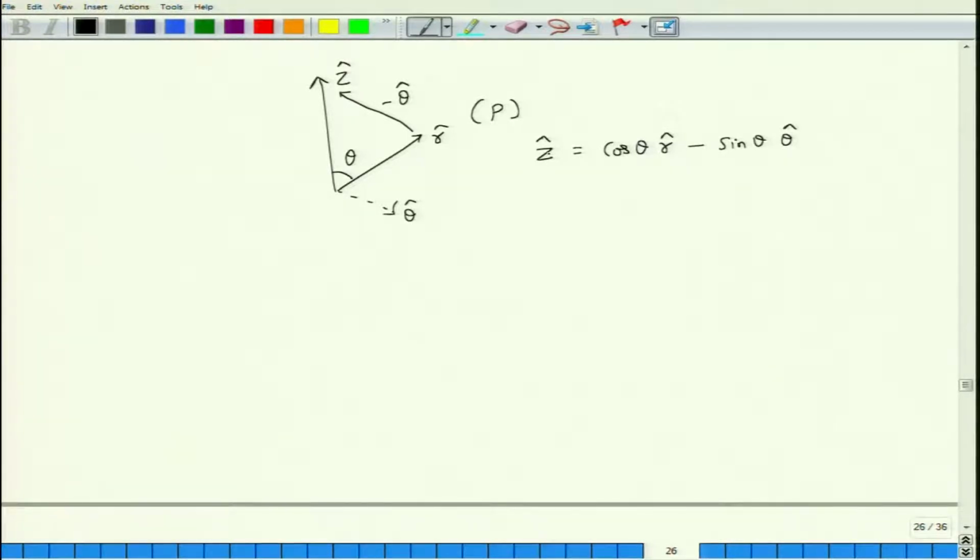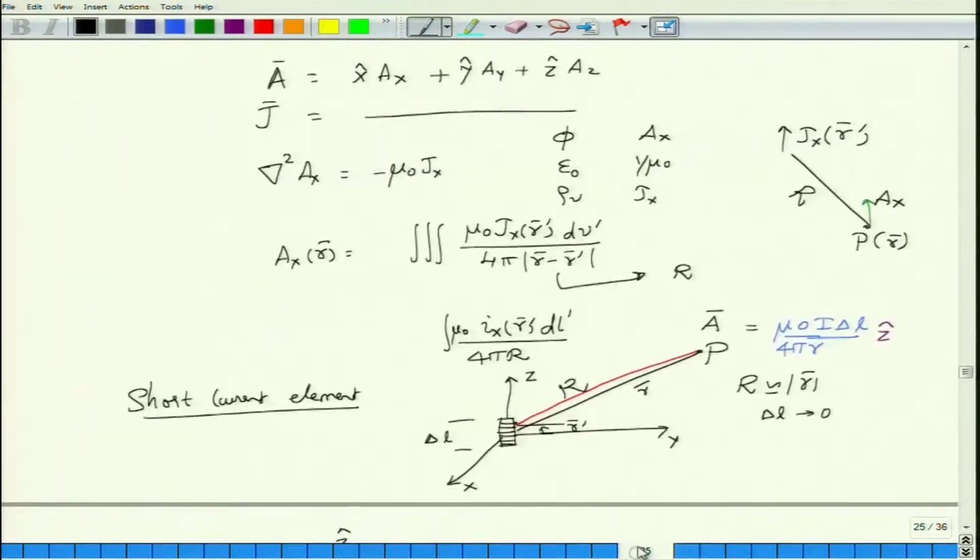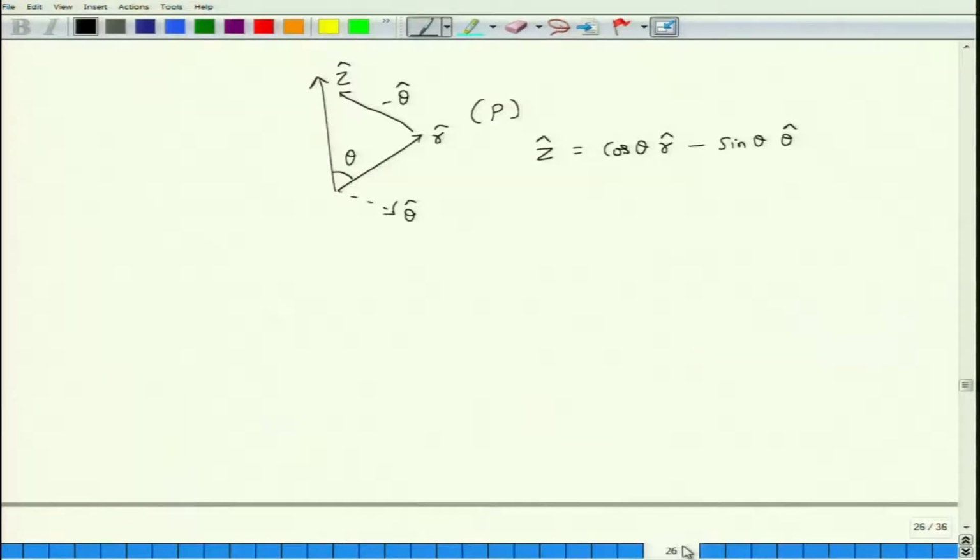So this is z hat, which immediately means that I can go back and replace in the previous expression z prime by r and theta components. When I do that, I see that the vector potential A in the spherical coordinate system, which is the coordinate system we will be interested in when we discuss antennas, is composed of two components. One is the r component and the other is the theta component, okay.